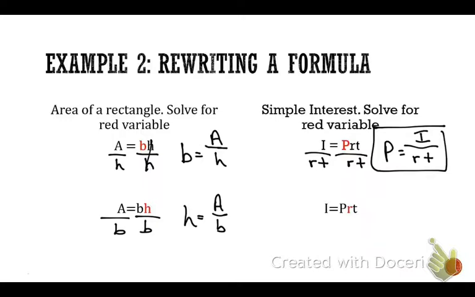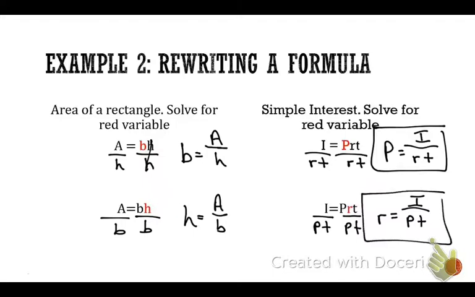All right, so what would you divide the next one by? PT, right? Capital. You're solving for R. R equals interest divided by principal times the time, if I wanted to find out the interest rate. All right? All we're doing is manipulating formulas. That's all you need to understand.